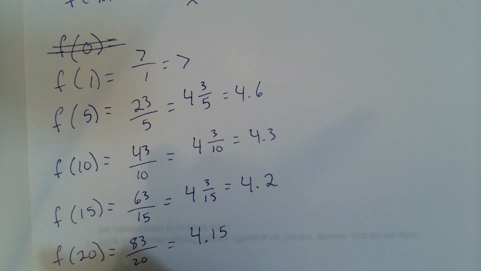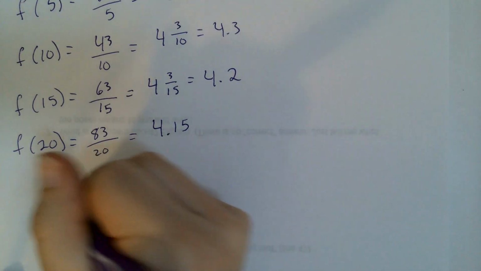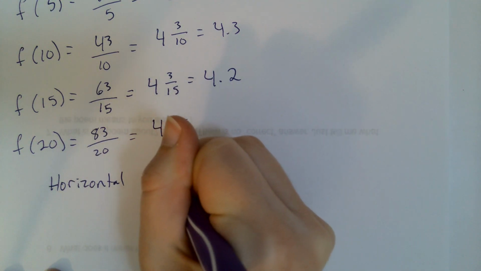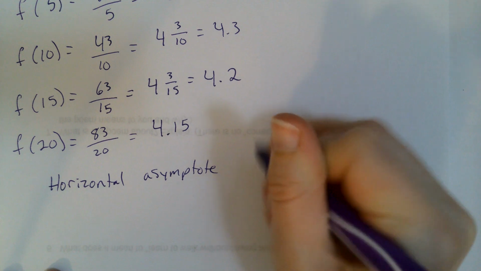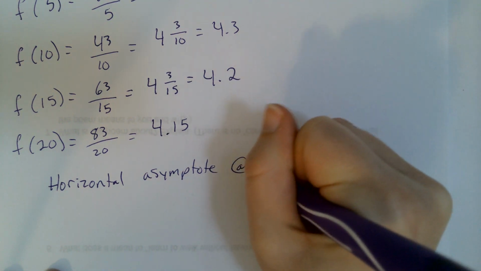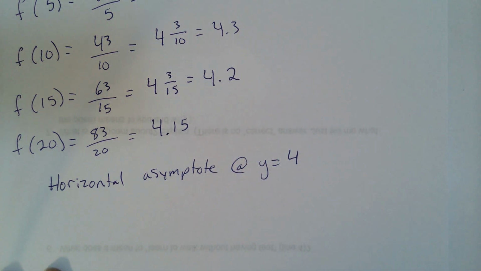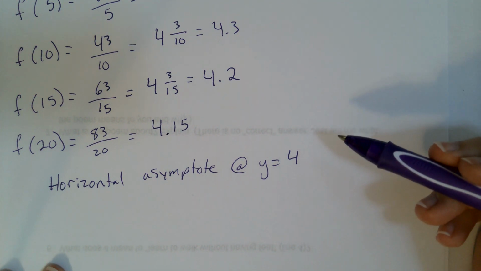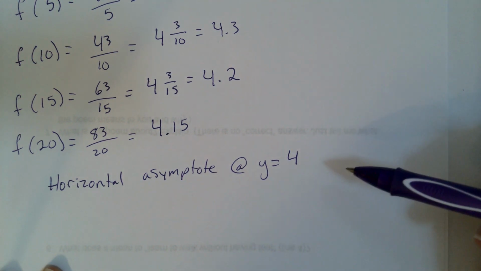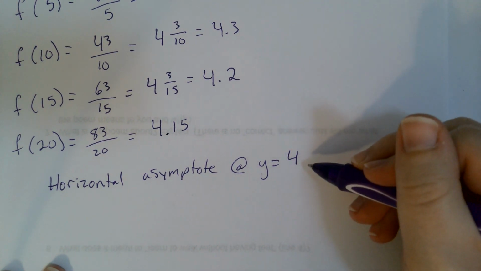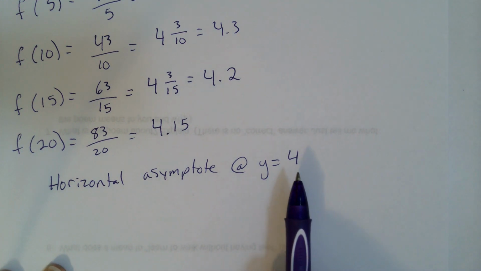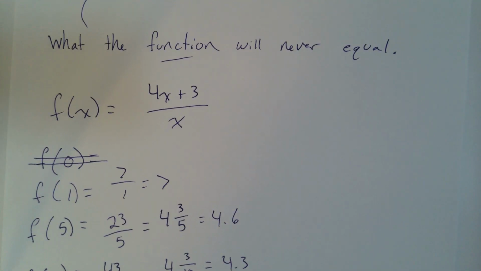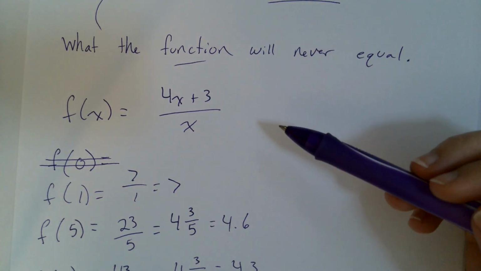So that means that our horizontal asymptote is at y equals 4. And that means that our function is never going to equal 4. And if you think about it in terms of the graph, it's never going to cross or touch the line y equals 4. So that's one way to find your horizontal asymptote.